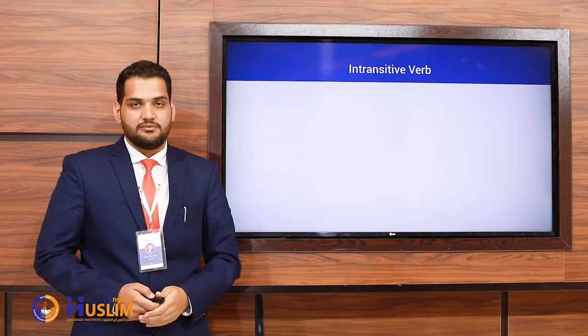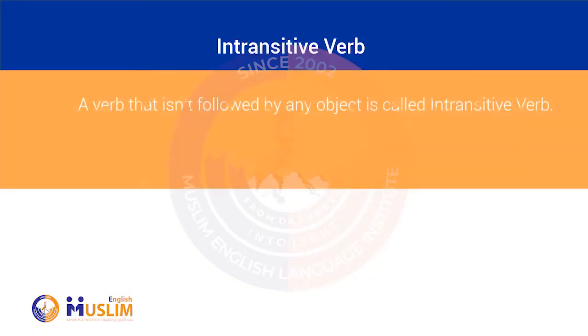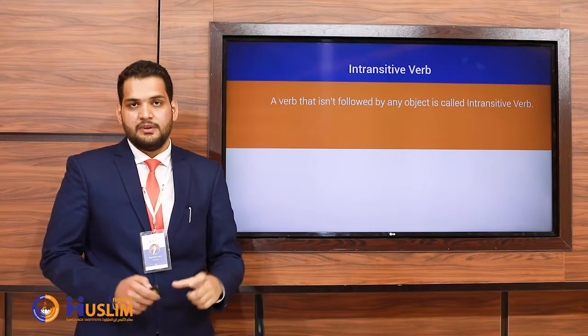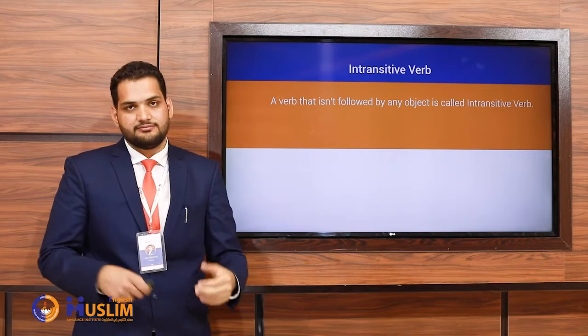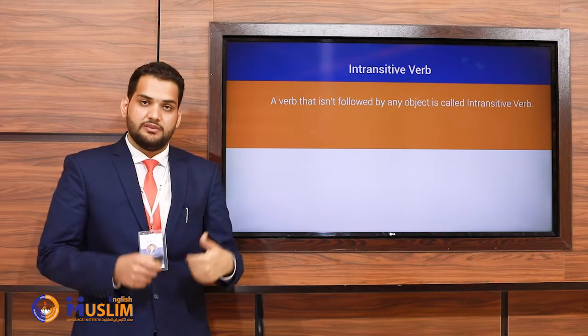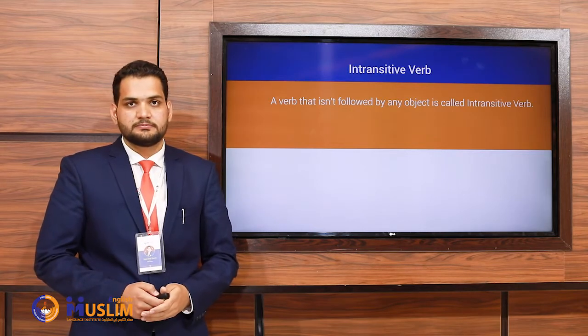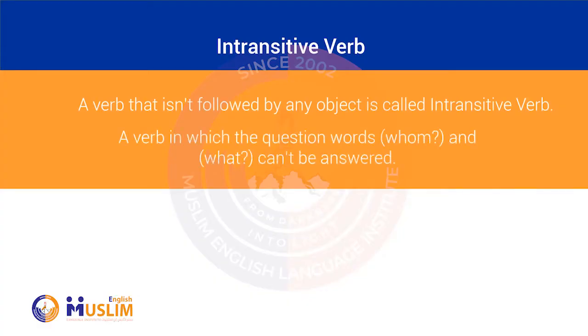What is an intransitive verb? A verb that isn't followed by any object is called intransitive verb. In simple words, if a verb takes an object, that's called a transitive verb. If a verb does not take an object, that's called an intransitive verb. Remember, a verb in which the question words who and what can't be answered. This is a simple way of finding transitive verbs and intransitive verbs.